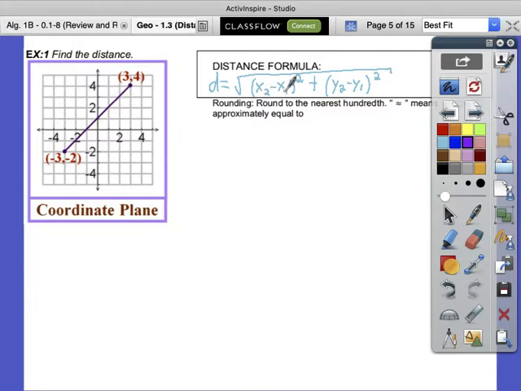So we have x2 and x1, y2 and y1, and we have our 2 points, meaning we need to label one point x1, y1, another point x2, y2. We need to label one of these points x1, y1, the other x2, y2, and it actually does not matter which one's which. Schroeder, which one do you want to call x1, y1? 3 and 4.